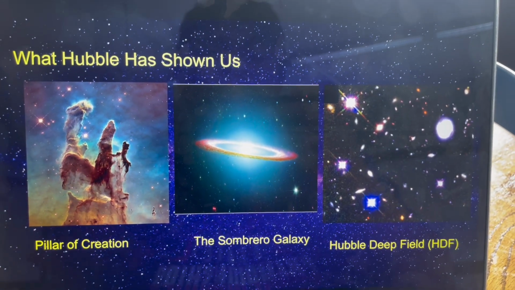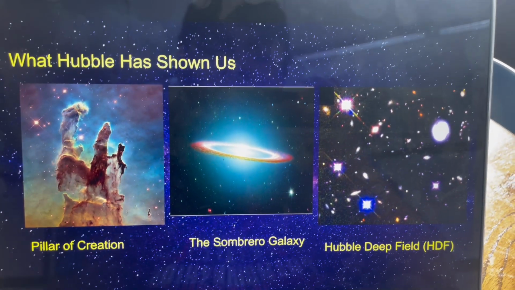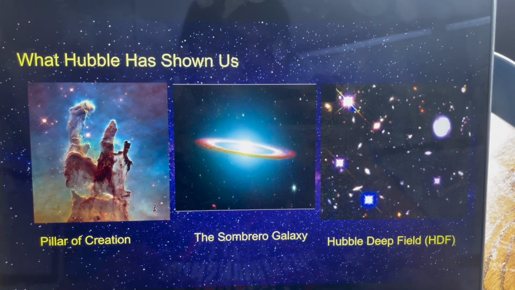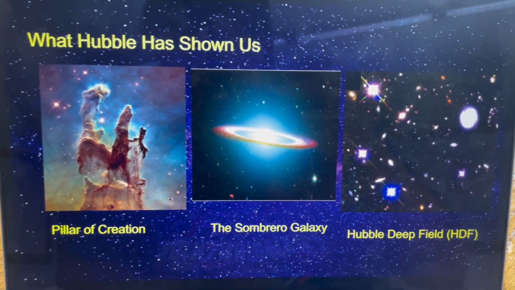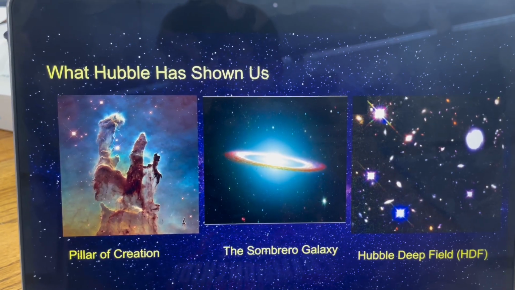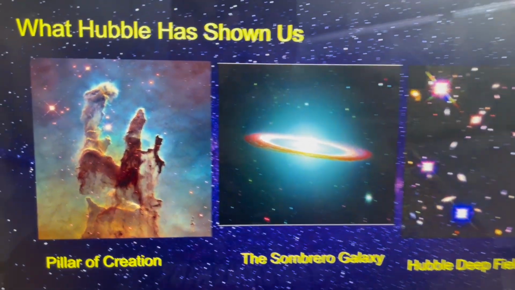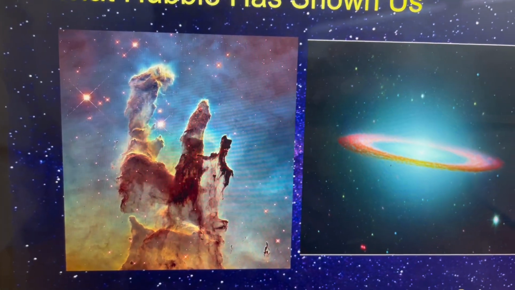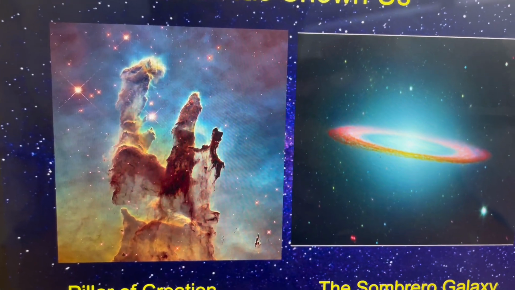The three more popular and more beautiful ones, in my opinion, are the Pillars of Creation, the Sombrero Galaxy, and the Hubble Deep Field. The Pillars of Creation is a massive star-forming region in the Eagle Nebula, and just to zoom in here, look how beautiful that looks. That is an amazing image with all the lights in the background, the stars, the other galaxies.